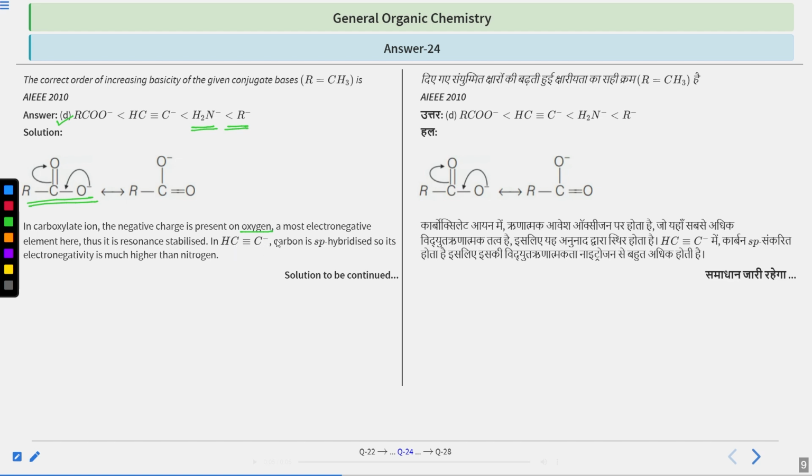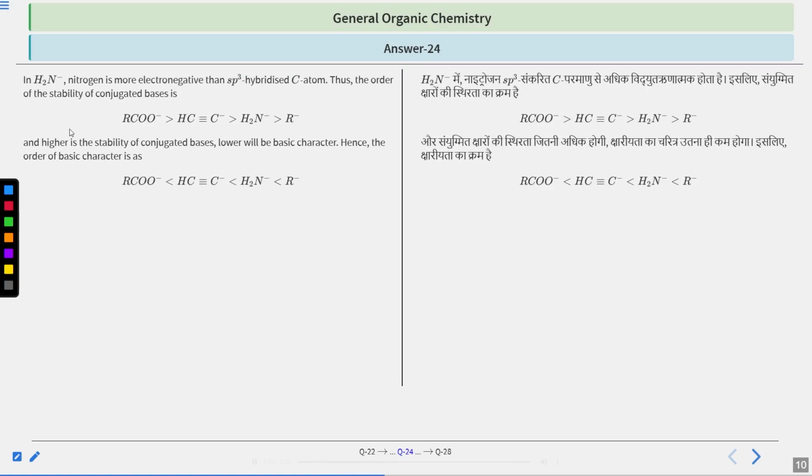And in C negative triple bond CH, the carbon is sp hybridized, right? Triple bond is present, which means sp hybridization. So its electronegativity is much higher than the nitrogen. Now, in NH2 negative, nitrogen is more electronegative than an sp3 hybridized carbon atom. So thus the order of the stability of conjugate bases will be R negative, then NH2 negative, then C negative triple bond CH, then RCOO negative.